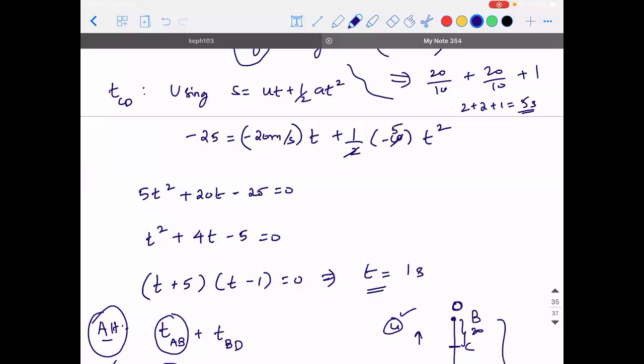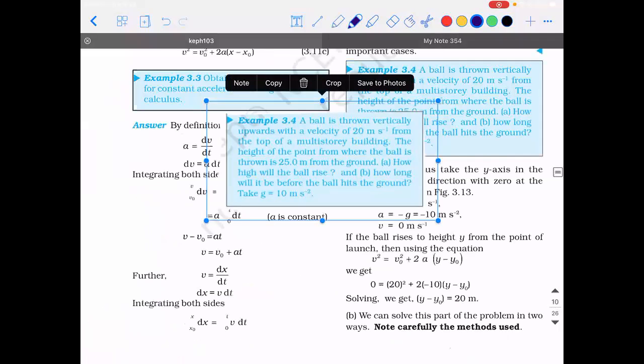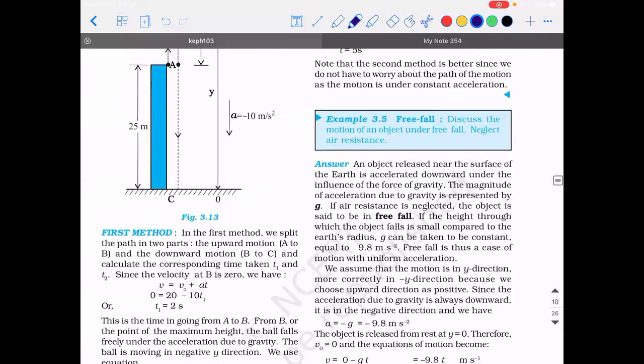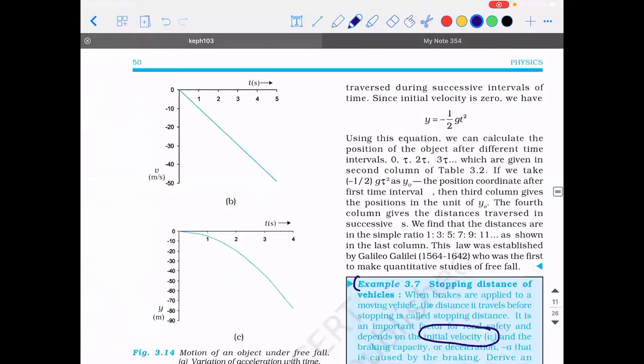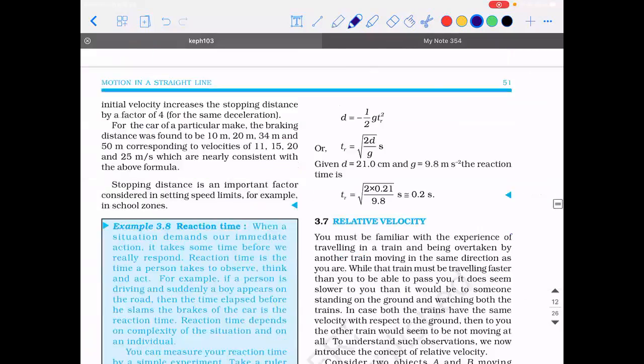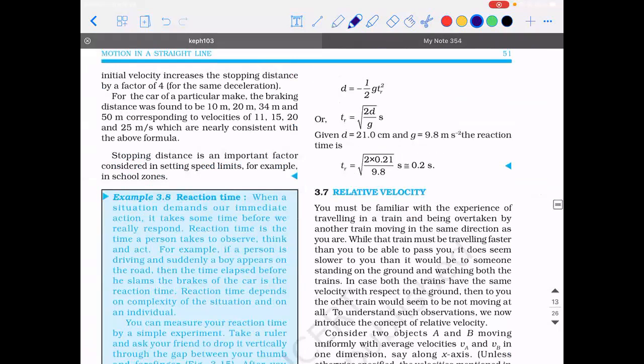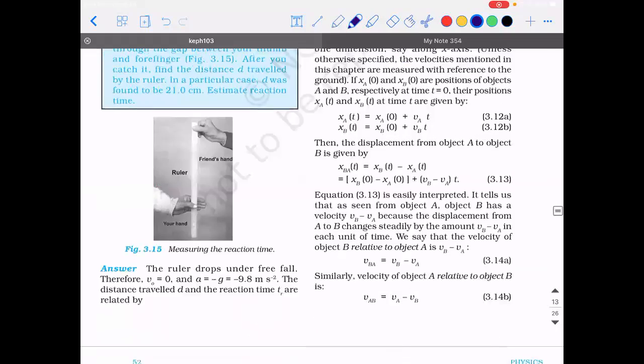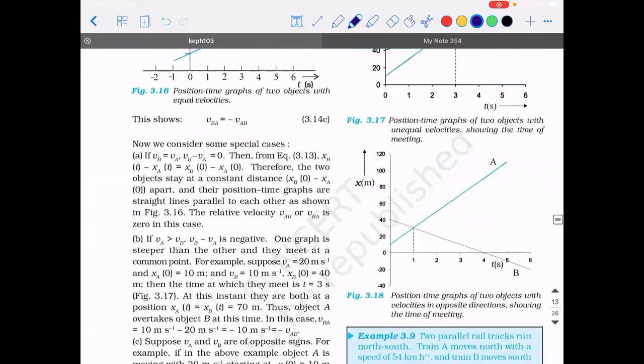Concepts problem. The last concept that is left out in this chapter is the relative velocity. Okay. This relative velocity is something in one dimension. This relative velocity is what we are going to deal with in one-dimensional motion, and it is very, very simple. Okay. So listen to this carefully.